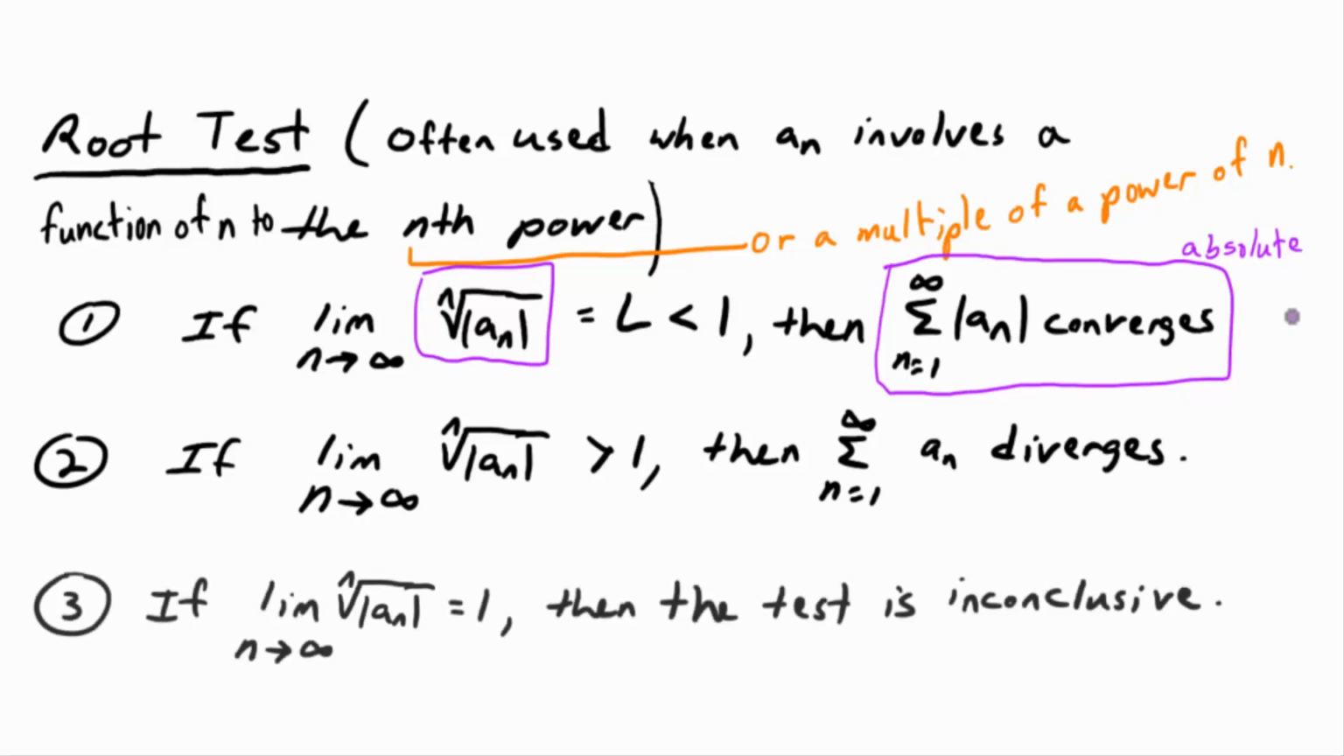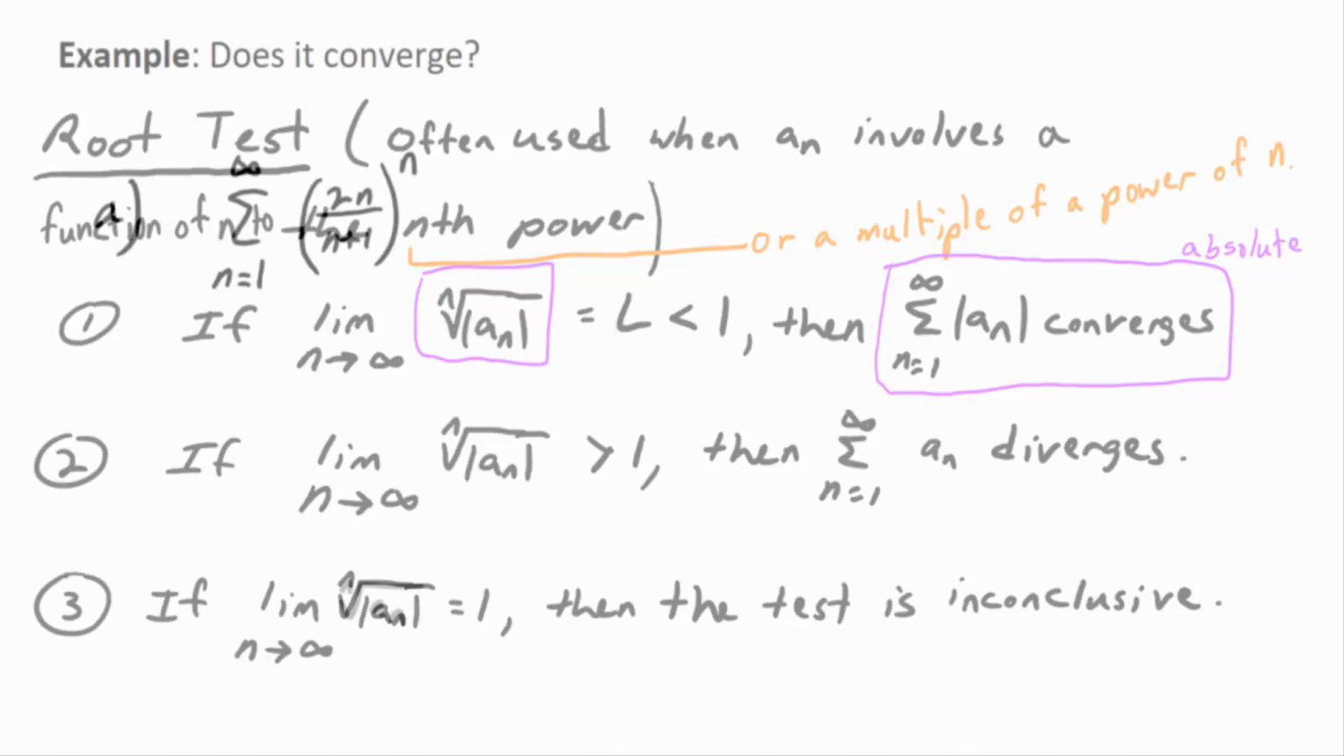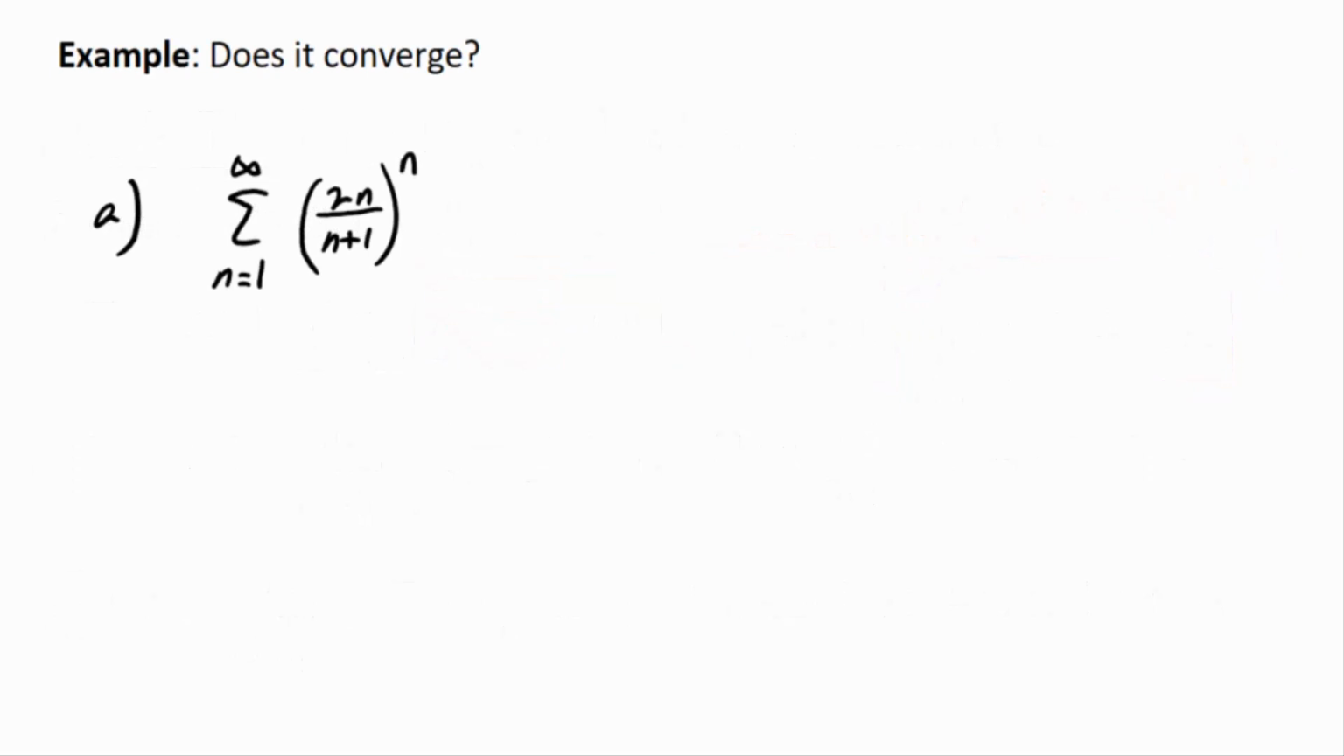And then if that limit equals 1 as n goes to infinity, then we're out of luck. The test is not conclusive. So very, very similar test. You use the ratio test a lot more often, but here, let me show you when the root test comes in handy. So example, does it converge?